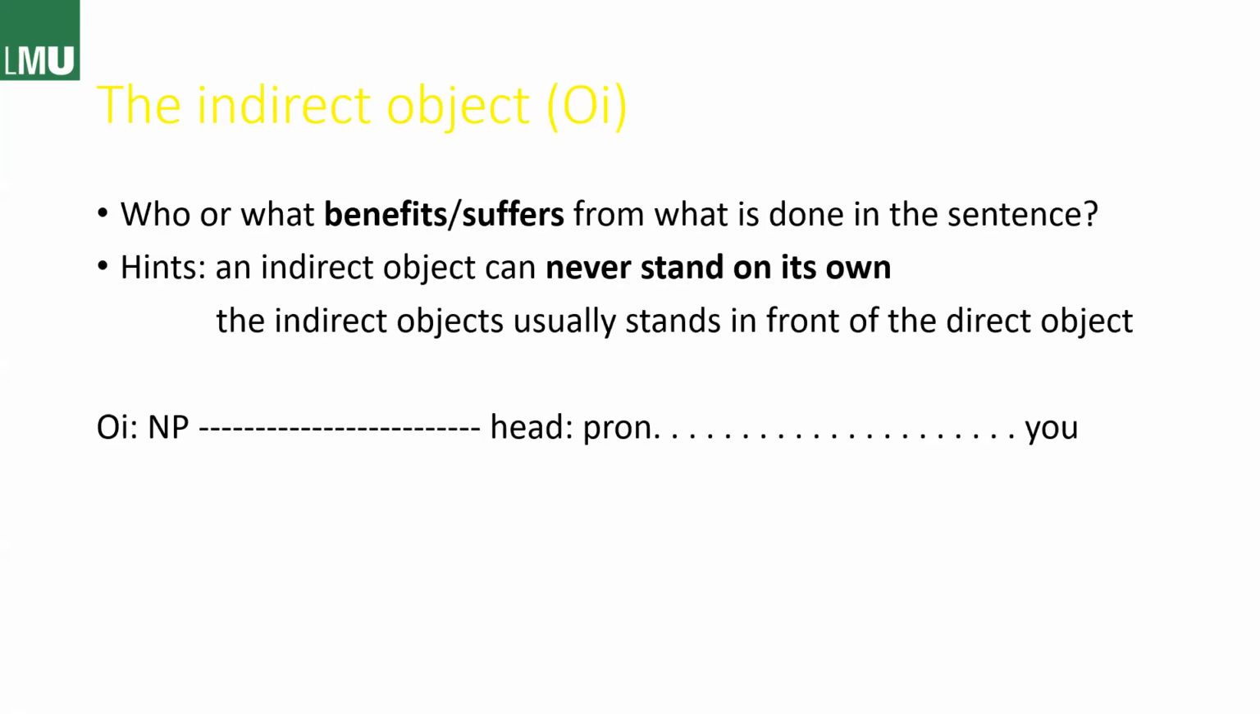Now, the aforementioned indirect object is who or what benefits or suffers from what is done in the sentence. And as I said, it can't ever stand on its own. It always comes with a direct object. So you have to have 2 objects in your sentence to be able to have an indirect object, which comes before the direct object.